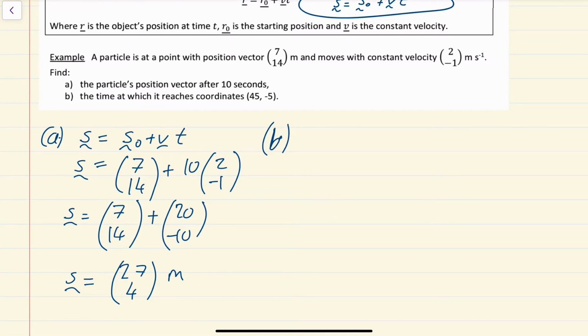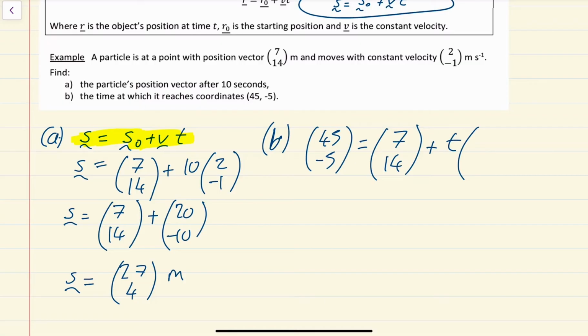Okay. Part B says find the time at which it reaches the coordinates of (45, -5). We're going to then use this formula again. I'm going to put in what we know. So we know it has to get to (45, -5). Its initial position was (7, 14). We don't know the time, that's what we're trying to find, but we do know the velocity which it moved at.